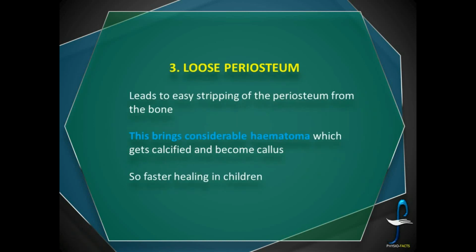Loose periosteum. Because of its loose periosteum, it is easily stripped off, leading to considerable hematoma, which gets calcified and becomes a callus. So faster healing is possible in children's fractures.